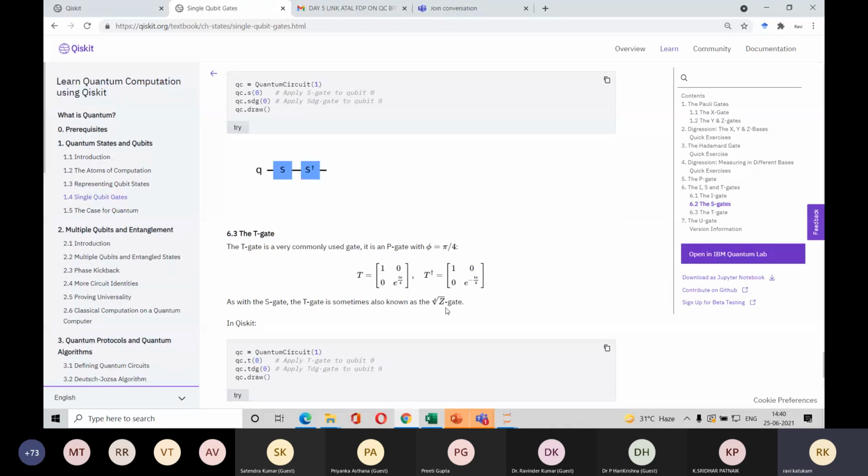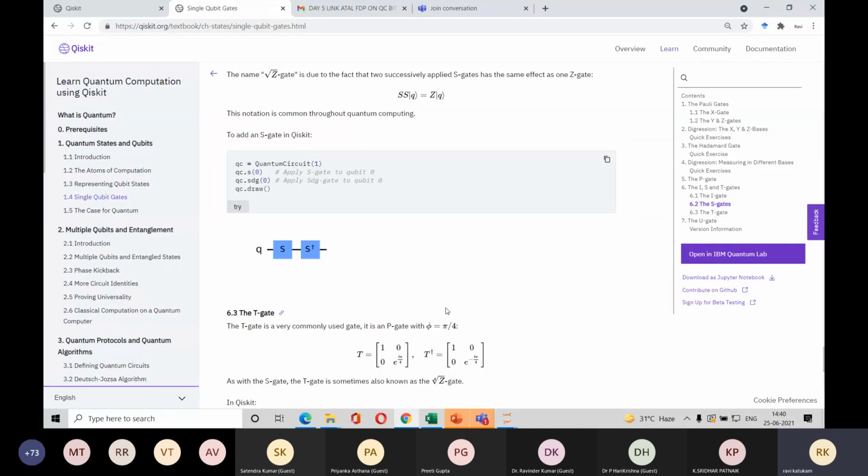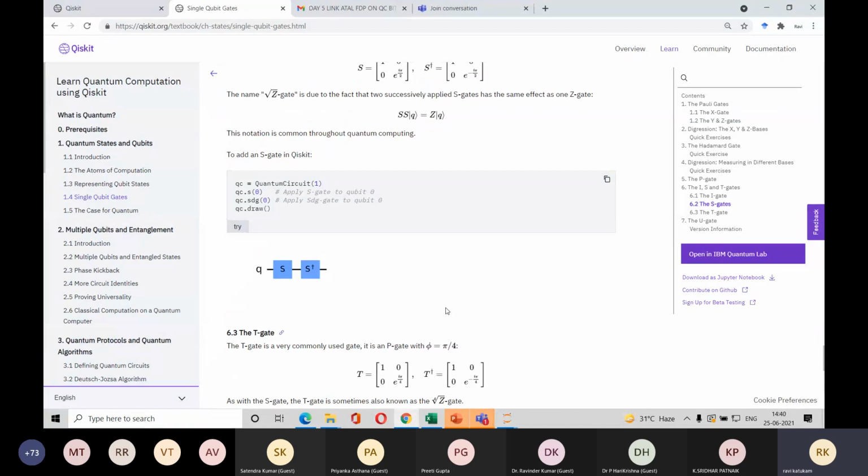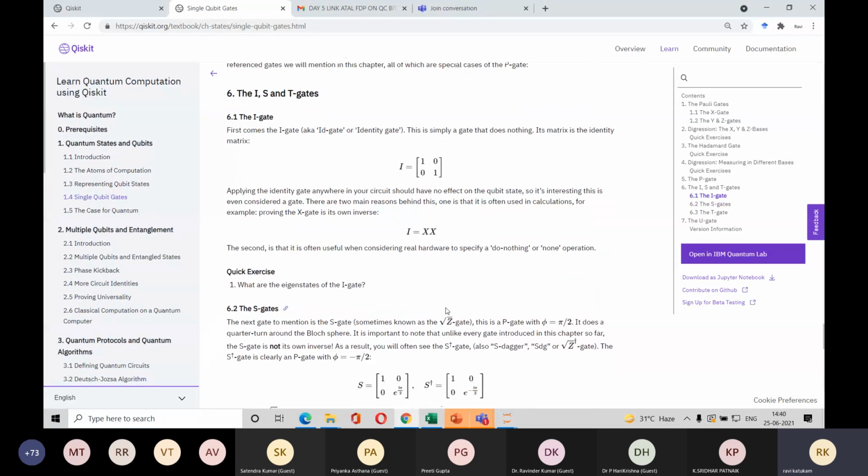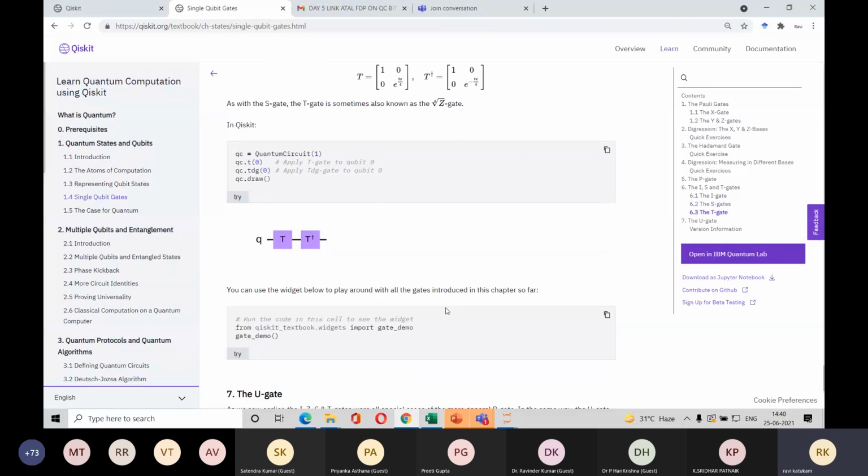And if it is pi by 4, this is called T gate. So it is simple to remember. So T gate is a phase gate with phase angle of pi by 4, and S gate is a phase gate with a phase angle of pi by 2.